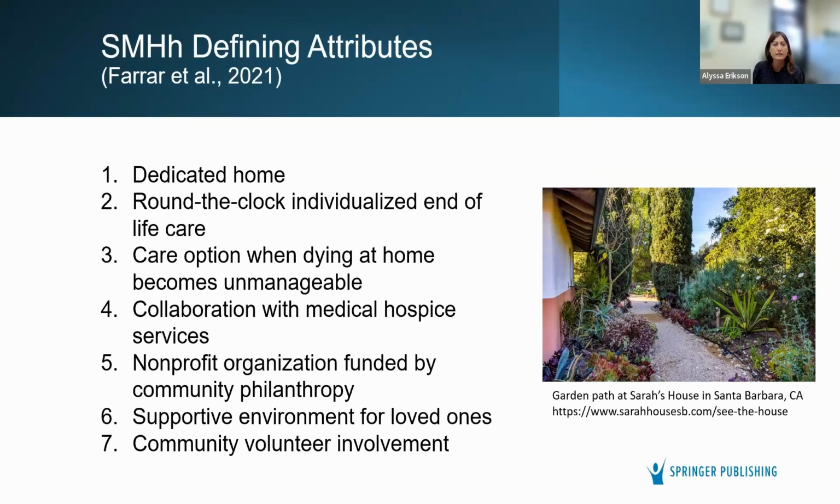So our colleagues identified 7 defining attributes of a social model hospice home. It's that they're a dedicated home. Residents receive around the clock individualized end-of-life care. It's an option when dying at home becomes unmanageable. It collaborates with medical hospice services, doesn't replace them. It's operated by a nonprofit organization, which is funded through community philanthropy, and it provides a supportive environment for loved ones. And it also includes community volunteers.